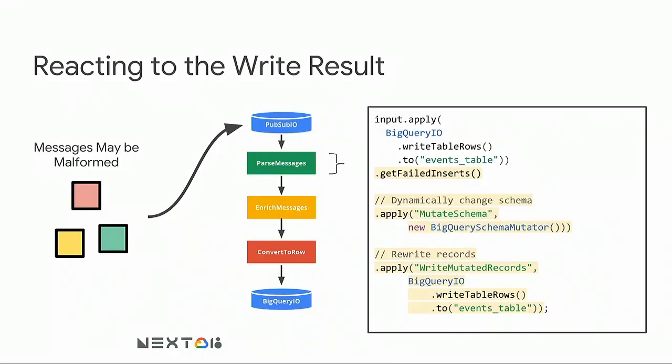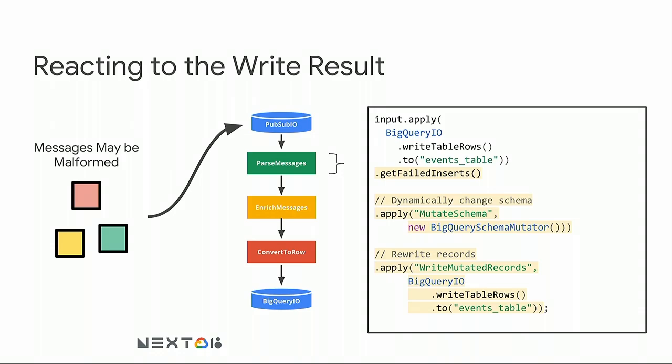If we were to look at our pipeline again, we may add in the get failed inserts when we're writing out to BigQuery. This allows us to retrieve everything that has failed insertion to BigQuery. Then we may invoke a function which dynamically mutates our schema. So everything that failed insert, inspect it, add the additional field to BigQuery, and then pass it downstream. And then finally, write those mutated records out. Now, this allows us to do this fairly efficiently.